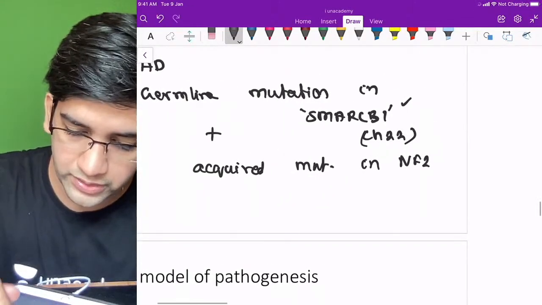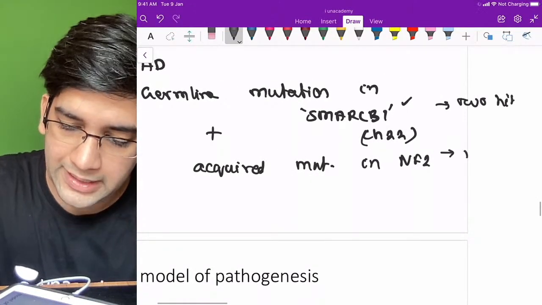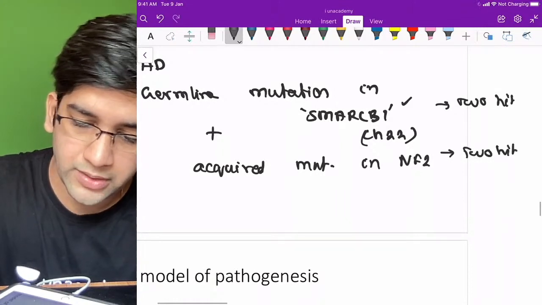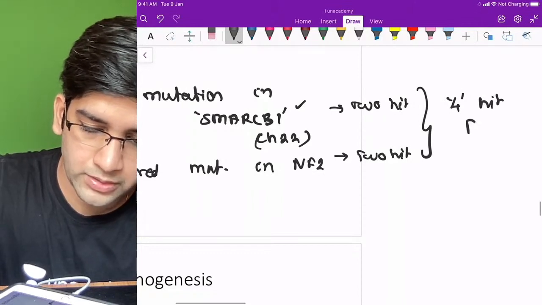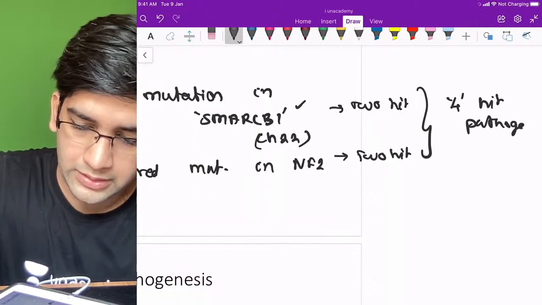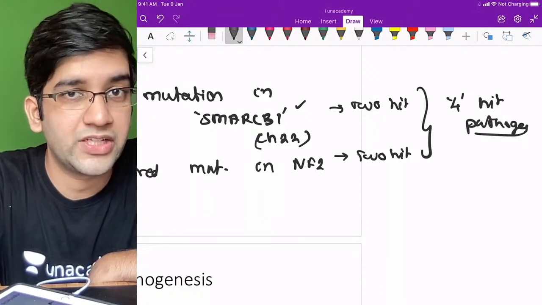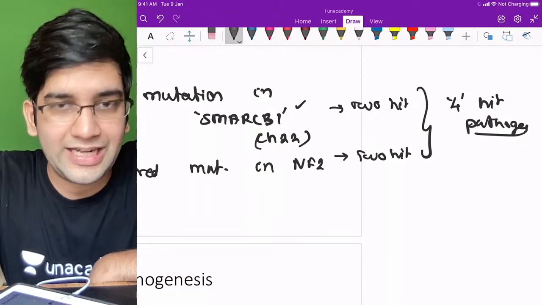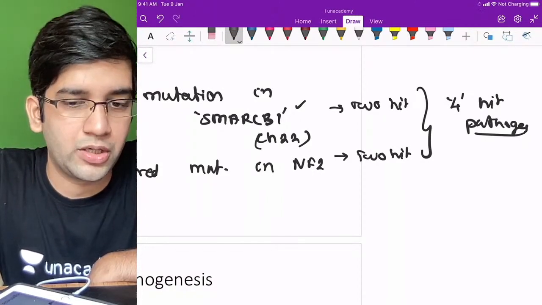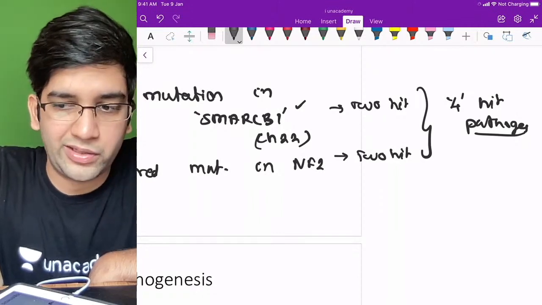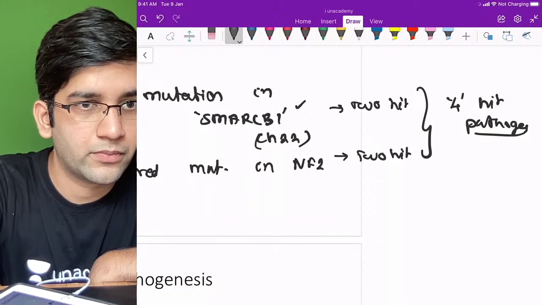So I'll have 2 hits here, or 2 mutations here. I'll have 2 hits here, 2 mutations here. Both in addition, I'm going to have a 4-hit pathogenesis model. Okay. That's the diagnosis seen in schwannomatosis. I said the diagnostic criteria are very, very important for you, as there are 2 types of diagnostic criteria. One is molecular based diagnostic criteria and one is clinical based diagnostic criteria. When I say clinical based diagnostic criteria, I can take into consideration your clinical findings as well.